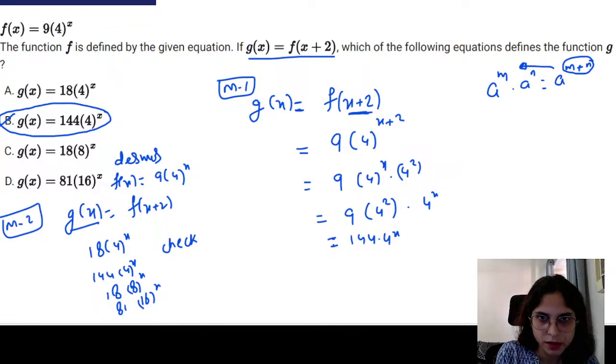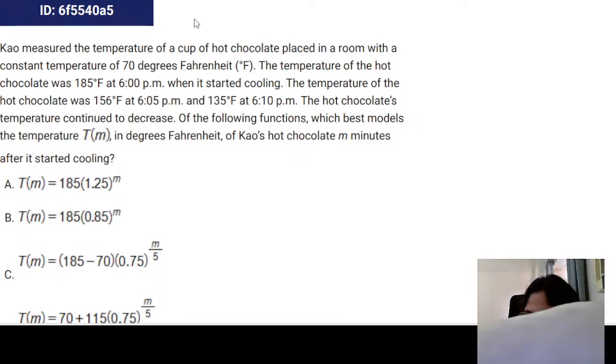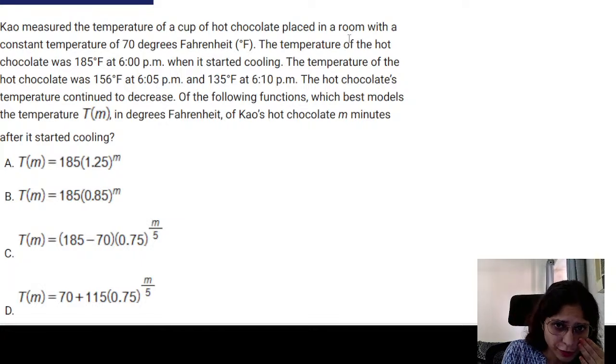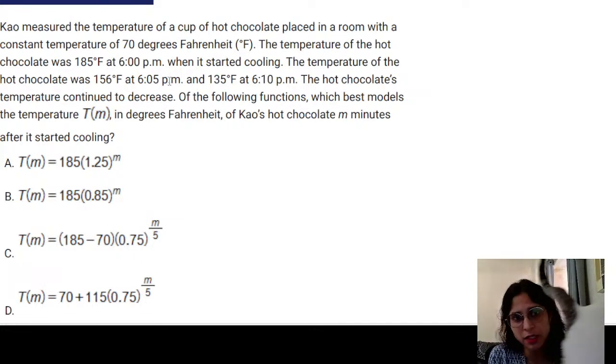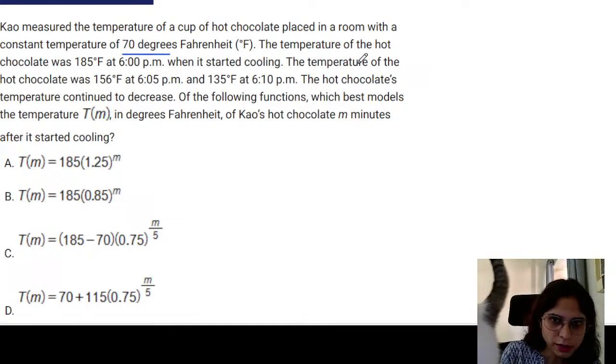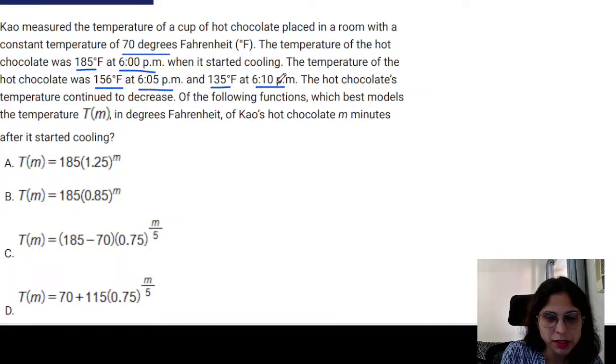111. That's page number 112. Cow measured the temperature of a cup of hot chocolate placed in a room with a constant temperature of 70 degrees Fahrenheit. The temperature of the hot chocolate was 185 degrees Fahrenheit at 6 p.m. when it started cooling. The temperature of the hot chocolate was 156 degrees at 6:05 p.m. and 135 at 6:10 p.m. So there are 5 minute intervals.